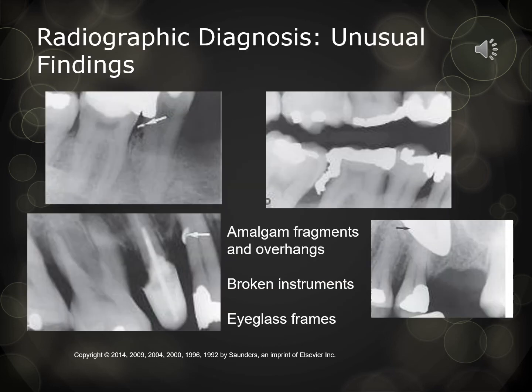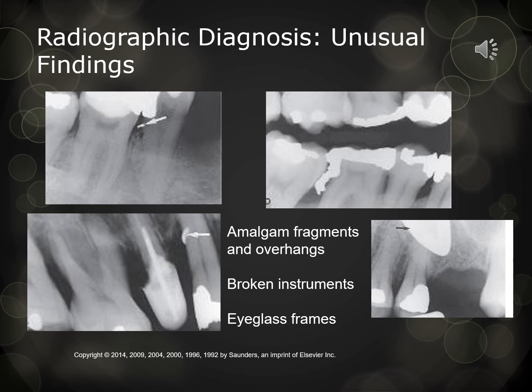Okay, here we're looking at some unusual findings on the x-rays. On the upper left, we're looking at some amalgam fragments, which would give us an amalgam tattoo. On the right-hand side, we're looking at an overextended filling. It's an overhang, and a lot of times when we see this, we're going to drag the floss on it, it shreds it, and you can see how it interferes with the growth of the bone and it'll present just like calculus, inflammation and bleeding.